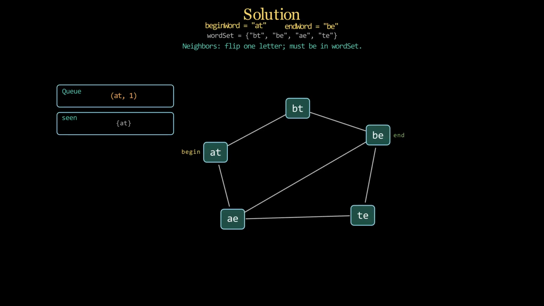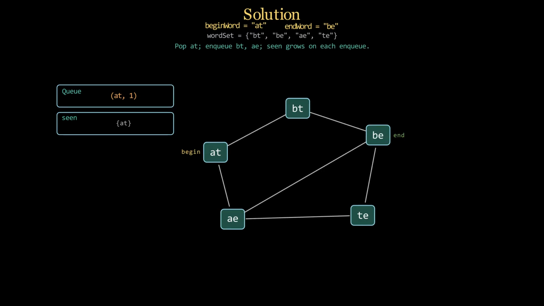To expand a word, try each position and each letter. If the new string is in word set and not in seen, we enqueue it with distance plus 1. For example, change the first letter of at from A to B, that yields BT, a valid neighbor.